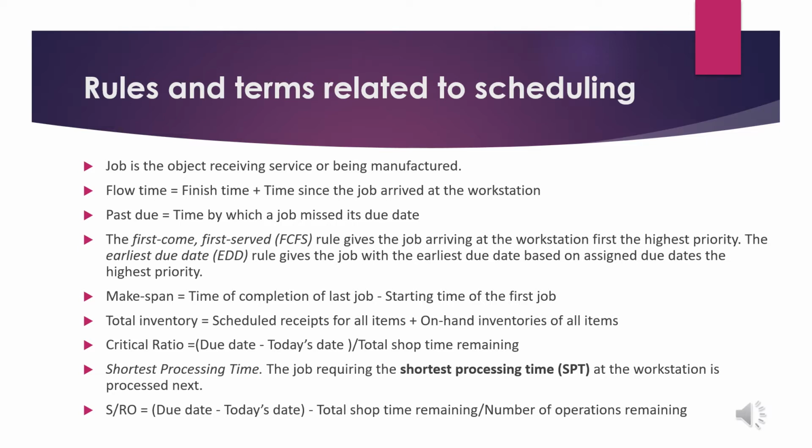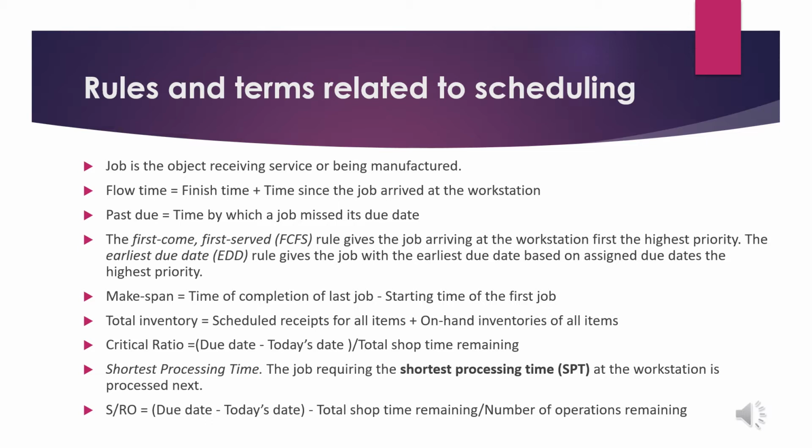If we talk about flow time and job and past due, then job is the object receiving service or being manufactured. The next thing that we need to understand is called makespan. The total amount of time required to complete a group of jobs is called makespan. Minimizing makespan supports the competitive priorities of cost, which can lower the inventory, and time, that is the delivery speed. So makespan in short is equal to the time of completion of the last job minus the starting time of the first job.